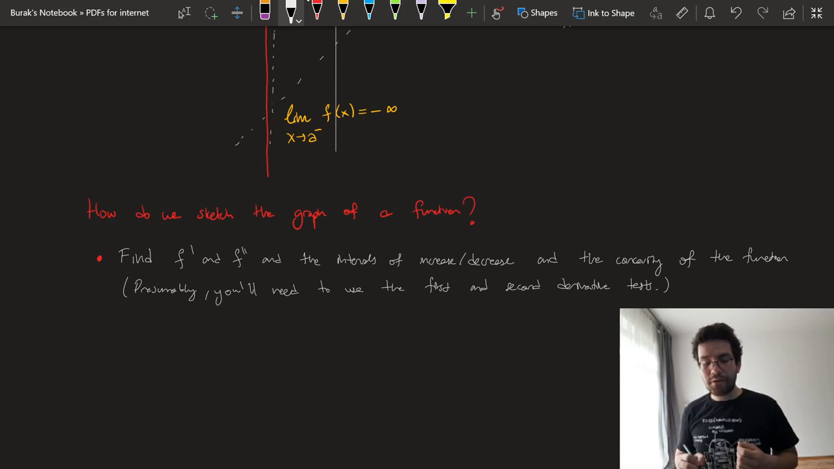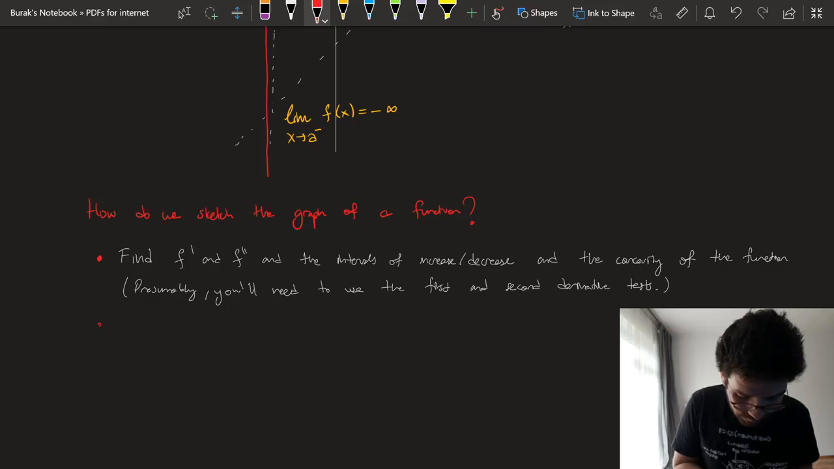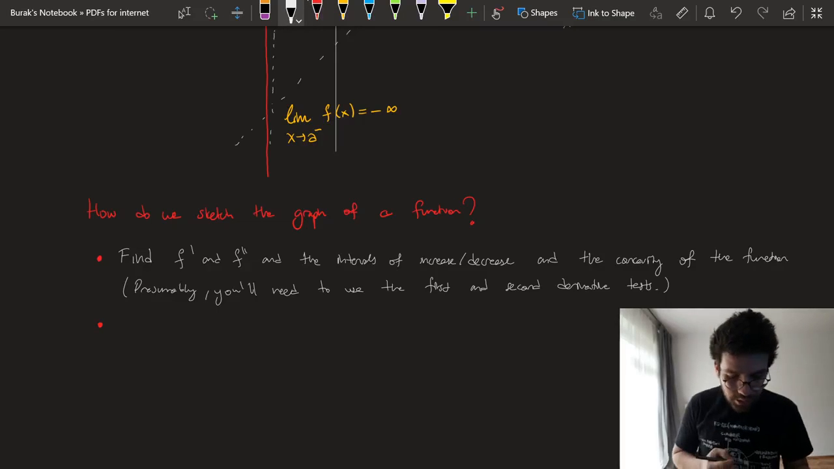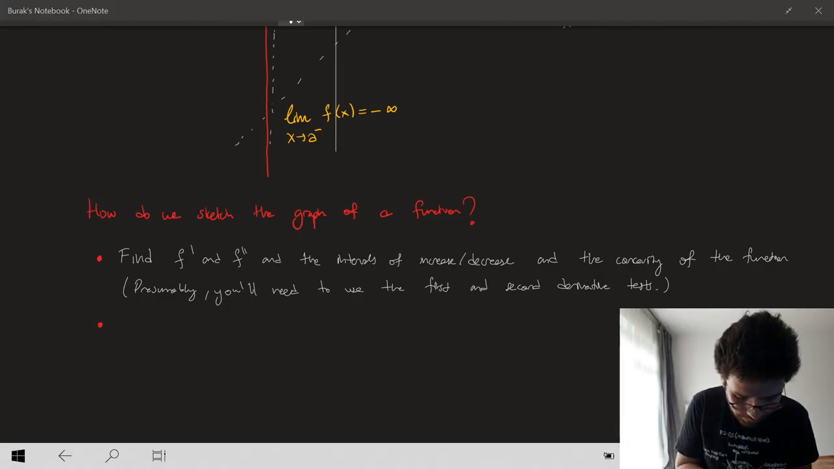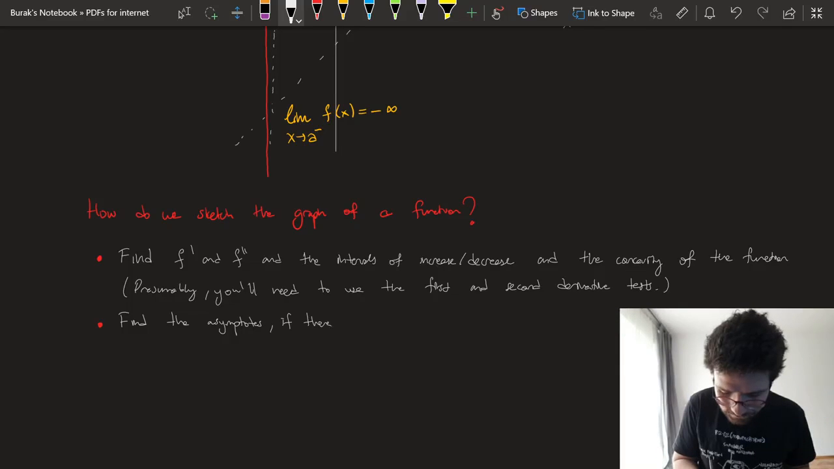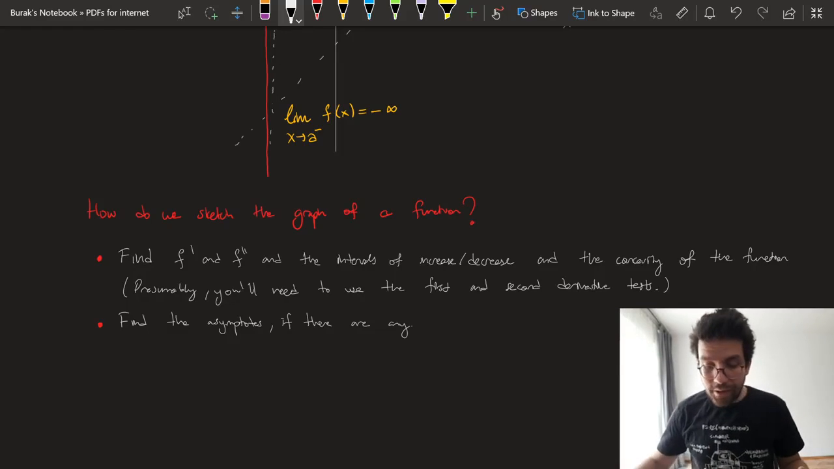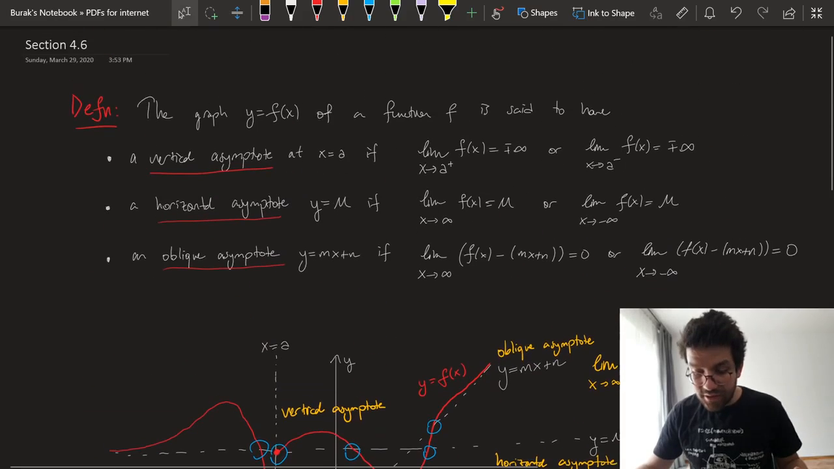So you're supposed to figure out the intervals of increase and decrease and the concavity of your function. That's the first step. What else should you do? You're supposed to find the asymptotes, if there are any. Okay? And how do you find the asymptotes? You just check these limits.